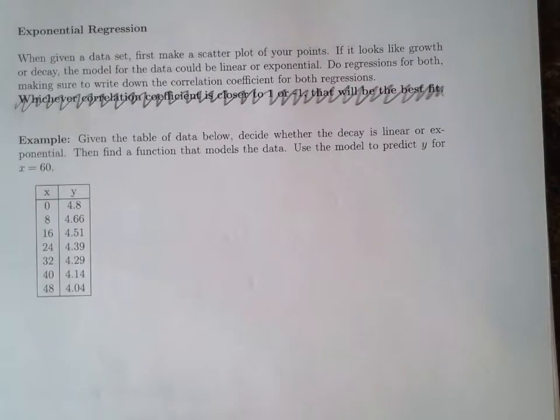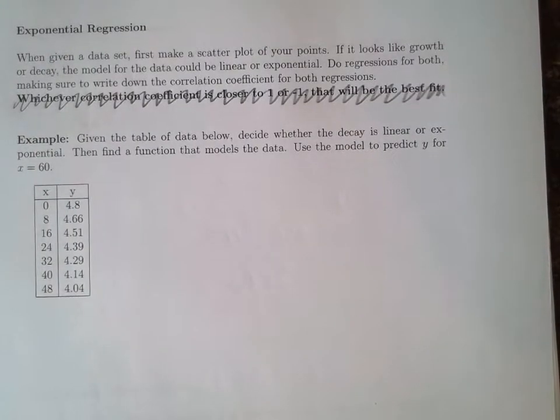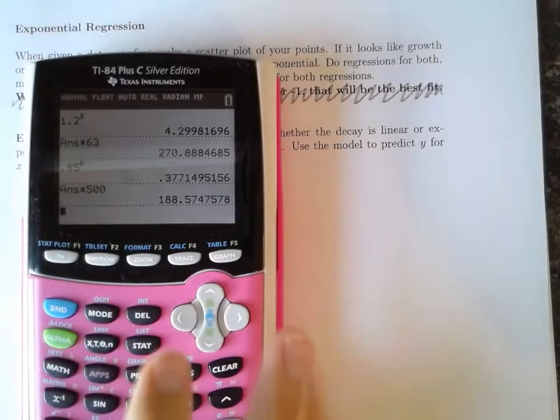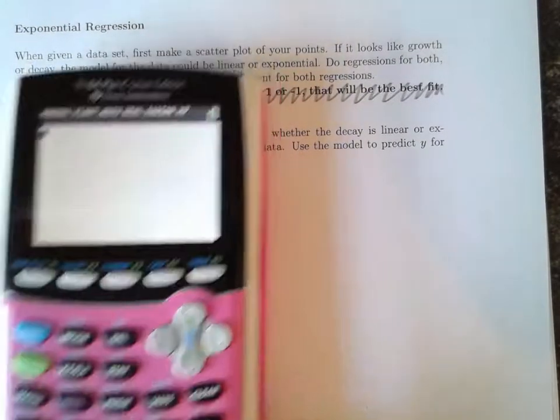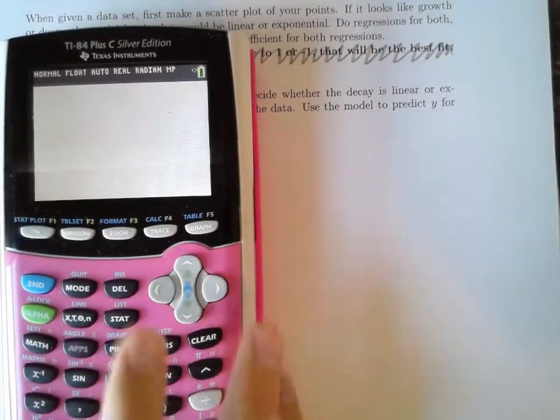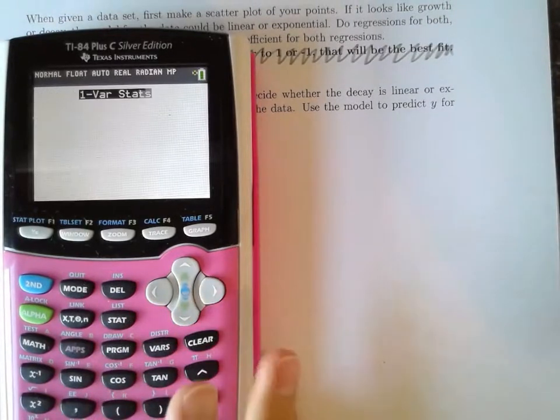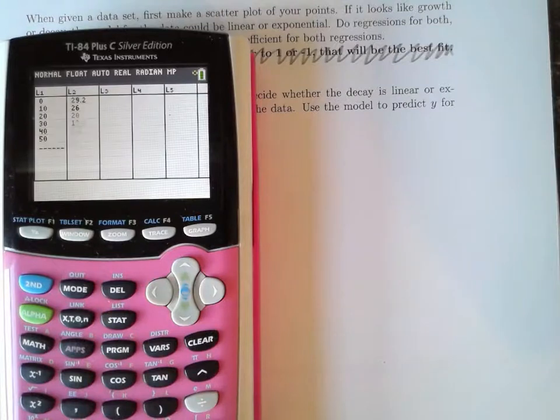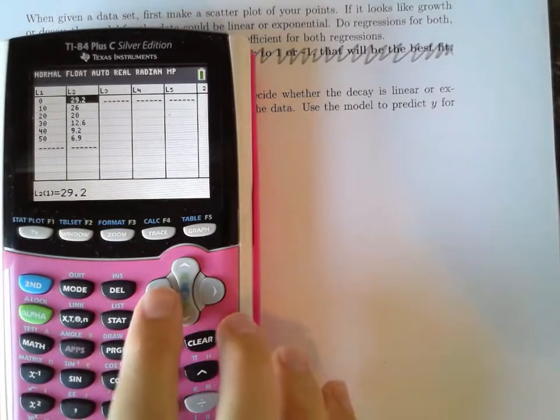Okay, it says, given the table of data below, decide whether the decay is linear or exponential. Then find a function that models the data. Use the model to predict y for x equals 60. Okay, so to do regressions, remember we go to stat, over to edit, and we need to put all of our information, stat, just press edit, not calculate. We need to put all of our information into our list.